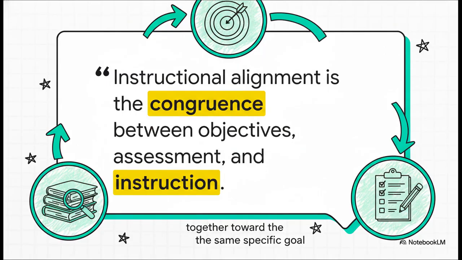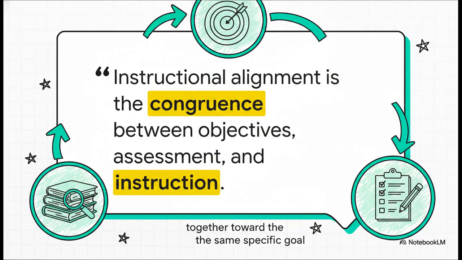The source material we're looking at really nails it with this quote. The key word here is congruence. It just means everything fits together perfectly. Everything is working towards the exact same goal. Your final test has to measure the exact skill your objective laid out, and your daily lessons have to teach the exact things that are going to be on that test.